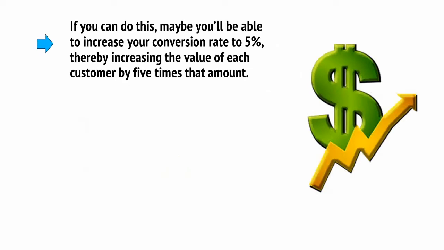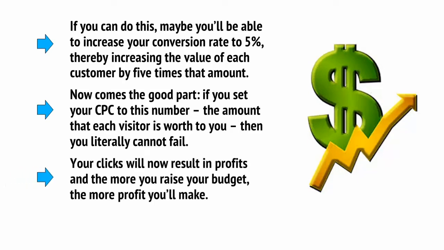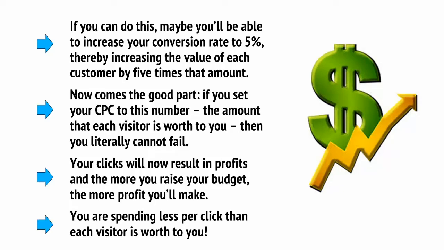If you can do this, then maybe you'll be able to increase your conversion rate to 5%, thereby increasing the value of each customer by 5 times that amount. Now comes the good part. If you set your CPC to this number, the amount that each visitor is worth to you, then you literally cannot fail. Your clicks will now result in profits, and the more you raise your budget, the more profit you'll make. You're spending less per click than each visitor is worth to you.